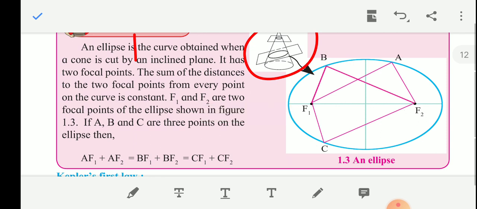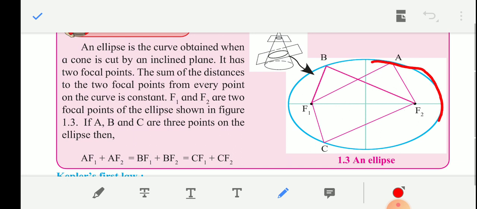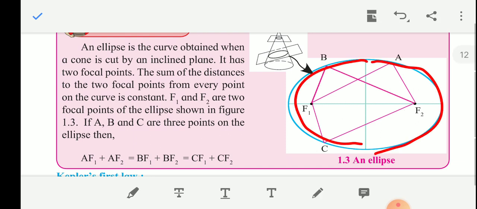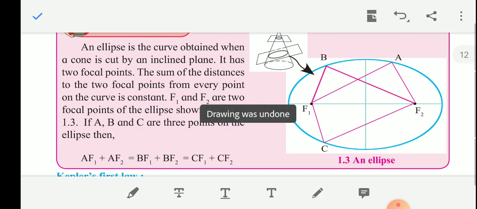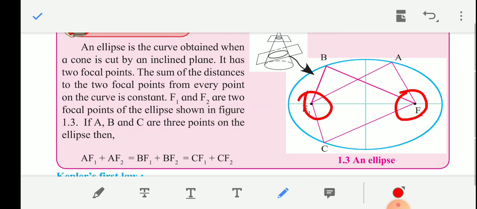The ellipse has 2 curvatures. One curvature is this and the other curvature is on this side. And according to this, these two curvatures have 2 focal points. You can see here F1 and F2 marked. F1 and F2 are nothing but the foci.